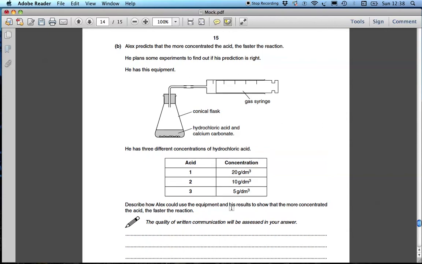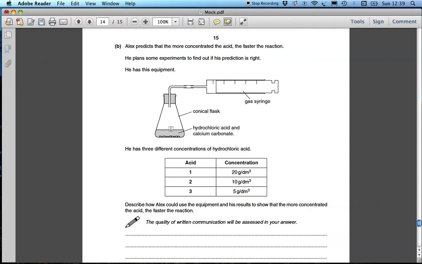So how could Alex use the equipment and the results to show that the more concentrated the acid, the faster the reaction? The first part was explaining what you would do. You would take each of the three different acids, use the same volume of acid, add it to the same mass of calcium carbonate, and time how long it takes to get a particular volume of carbon dioxide gas. Alternatively, you could measure the volume of gas produced in 30 seconds, a particular period of time.